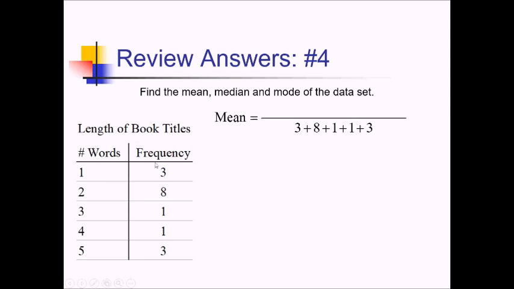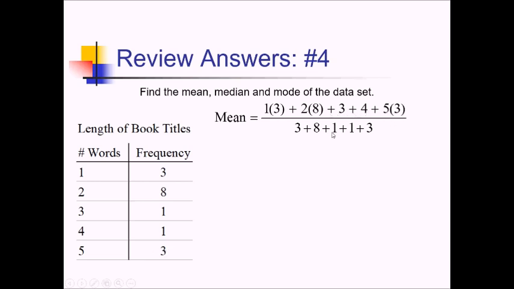So we have 3 books, each with 1 word in the title. So that's 3 times 1, I guess you could write, or just 3. And then you have 8 books, each with 2 words in the title. So that's 8 times 2, or 2 times 8, 16 words there. And then you just had 1 book with 3 words, and we had 4 words for this other book, and then we have 5 words for 3 of these books. So that's 5 times 3.